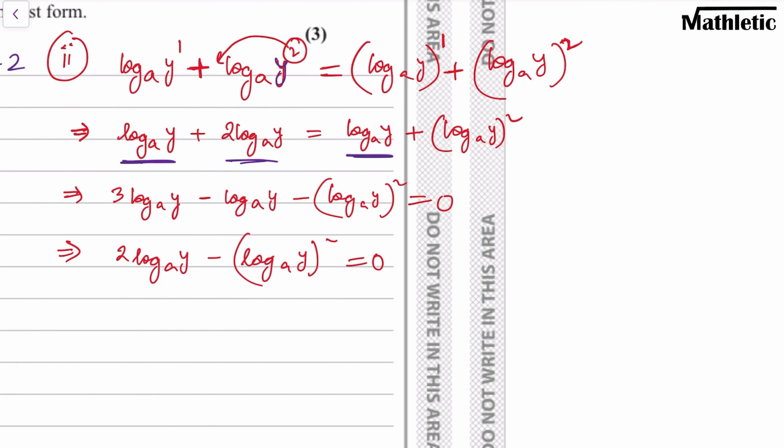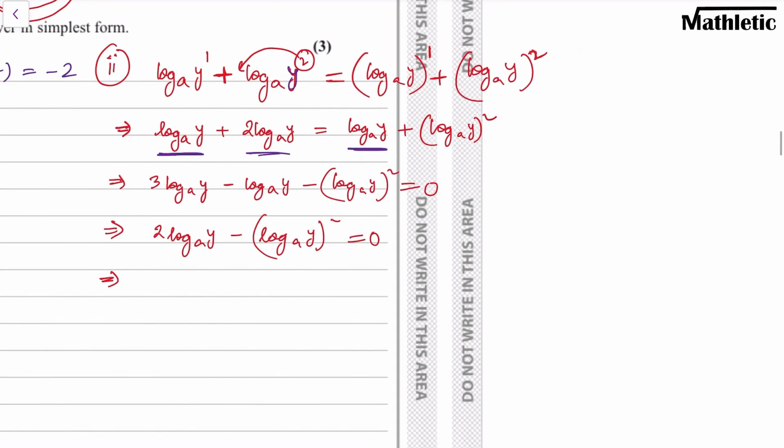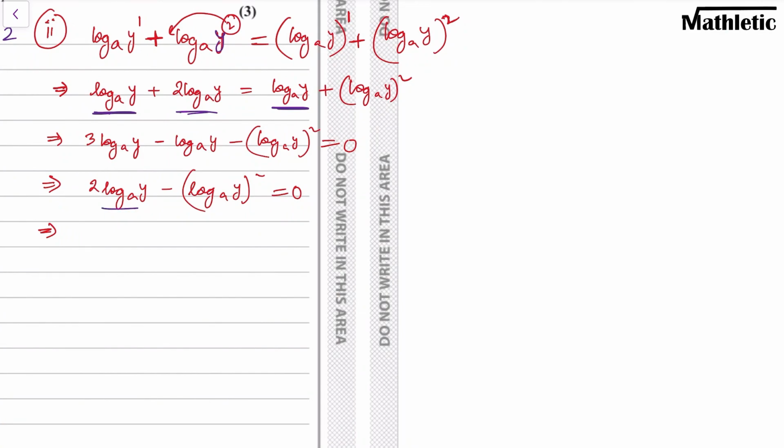Next you can just factorize this. This is log base a, this is also log_a y, it's the same thing. So I will just factorize this. If we select this, we are left with 2 only. And since we have a square of this, if we factorize, we are left with another log_a y inside the bracket. So that's it, we are done factorizing this.